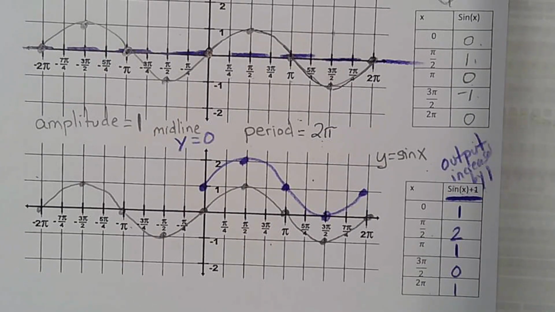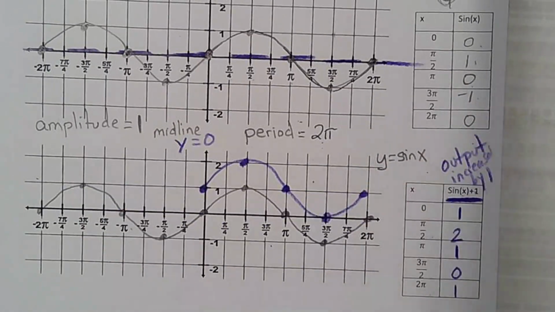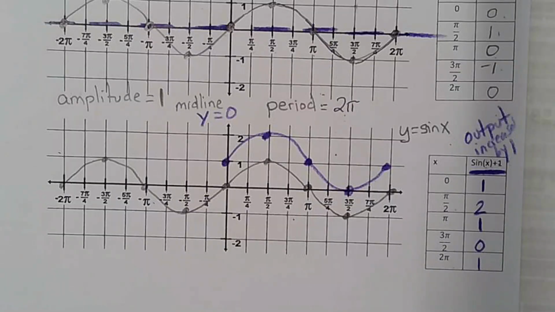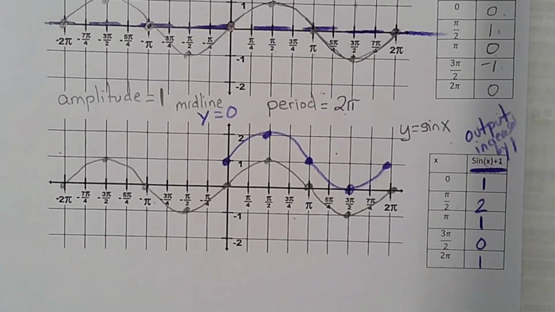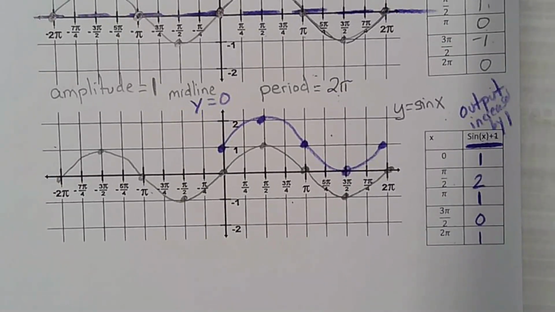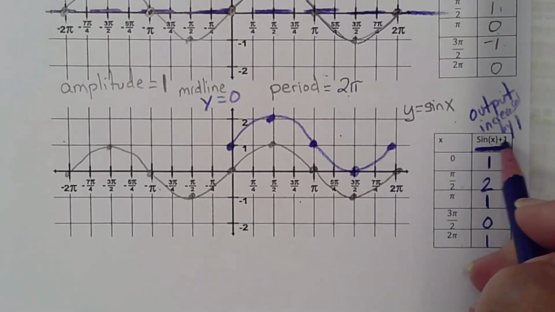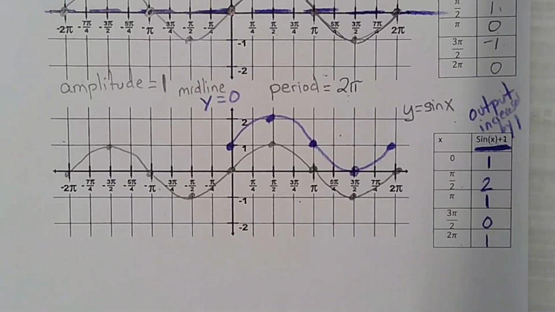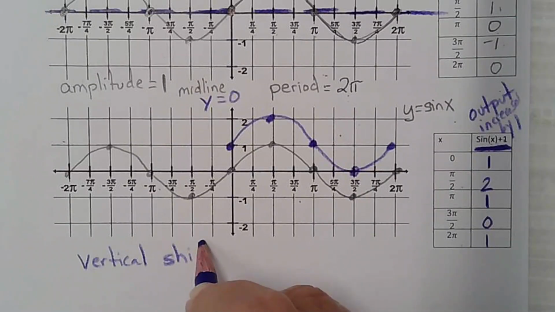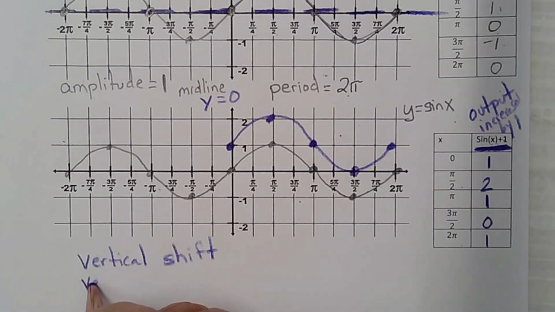So what happened to my sine function? It went up by 1. What do you call that when it goes up by 1 like that? It's a transformation. What kind of transformation is it? Okay, the plus 1 is what caused that transformation. You know what we call it? A vertical shift, you can call it, or a vertical translation.